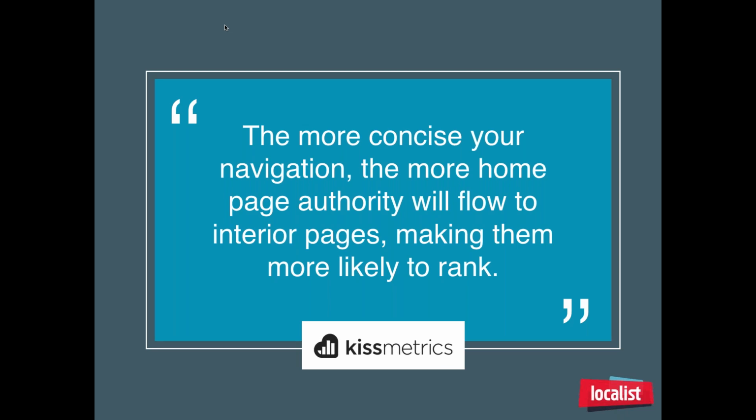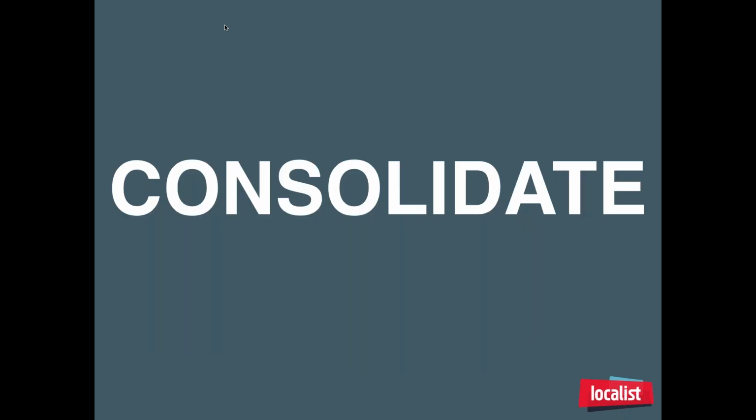Kissmetrics also explains that concise navigation has a heavier hand in SEO than most of us would assume. Since there are inevitably more links on your homepage than your interior pages, it has the most authority with search engines. Search engines call this authority link juice. And like a liquid, it flows from the home page to deeper pages and throughout the navigation on your website. When your navigation has too many links, less authority and trust is passed down to the interior pages. The link juice is diluted. The more concise your navigation, the more homepage authority will flow to the interior pages, making them more likely to rank.